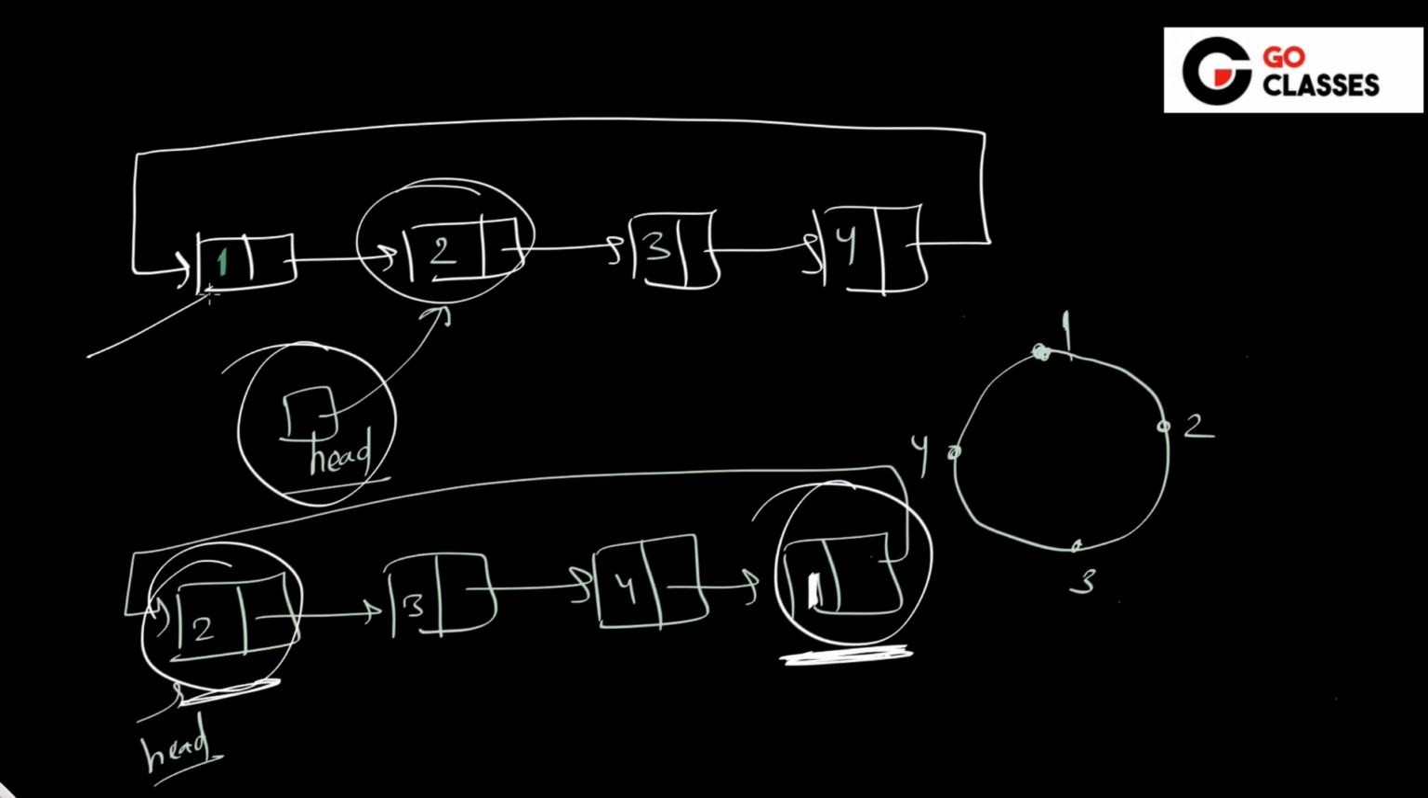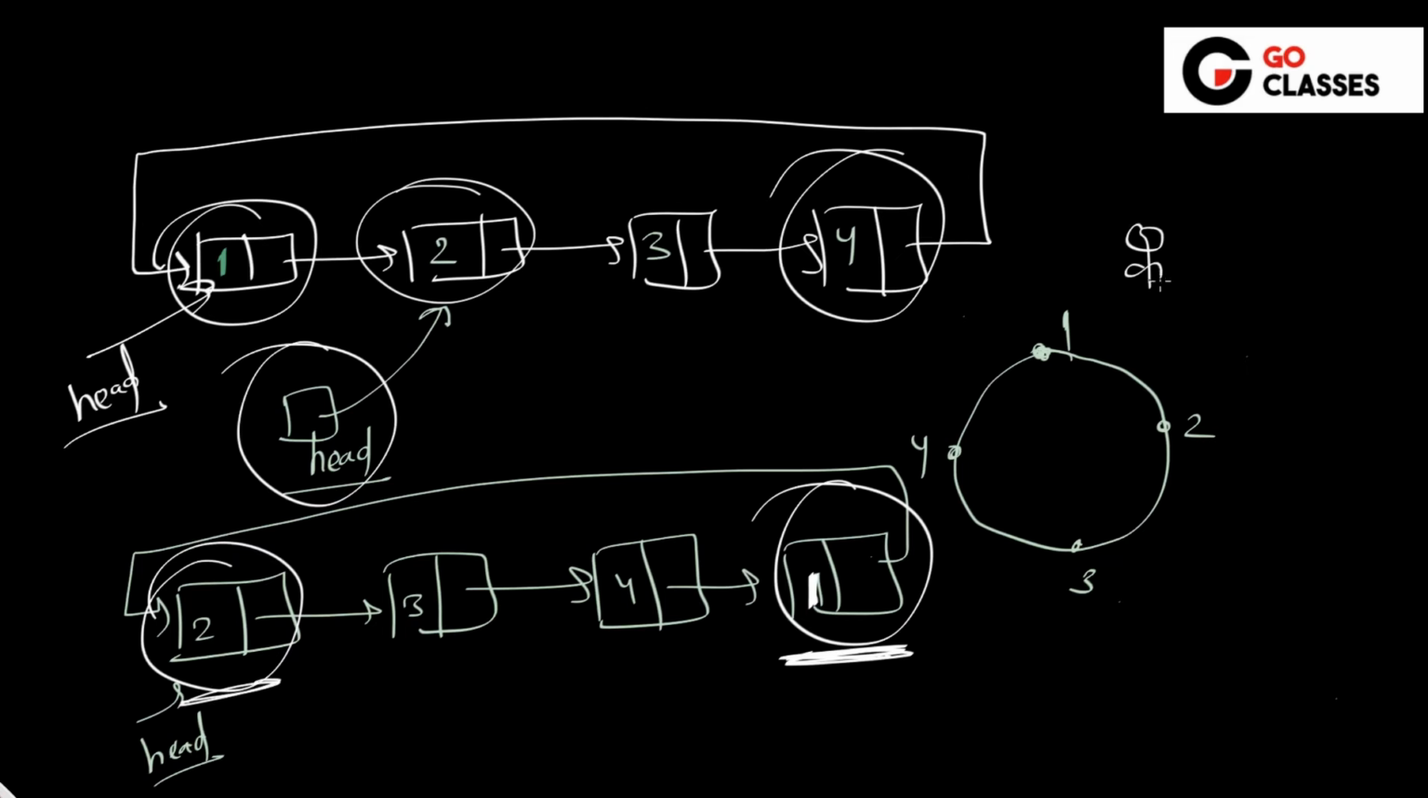But suppose head is pointing to this, then which one is the first node? If head is pointing to this, then 1 is the first node and 4 is the last node. This is how the convention works. Since this is a circle, it depends on how you are viewing it. If you are viewing from 1, then you can say 1 is the first node and 4 is the last node. Why? 1 is pointing to 2, 2 is pointing to 3, 3 is pointing to 4, and 4 is pointing to 1. If you're viewing at 2, then you can say 2 is the first node and 1 is the last node, and so on and so forth. I hope you got it.